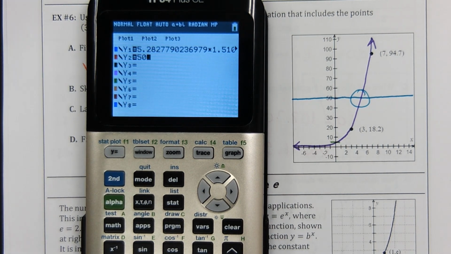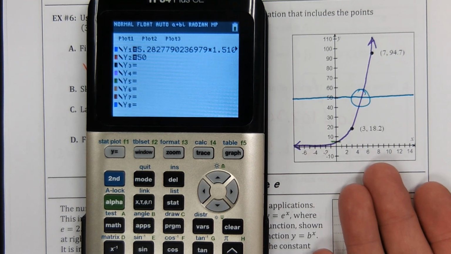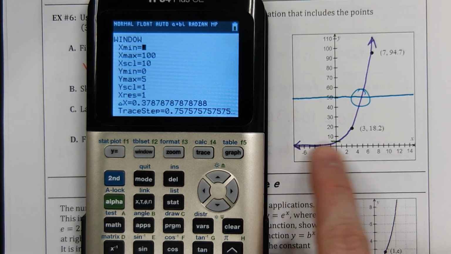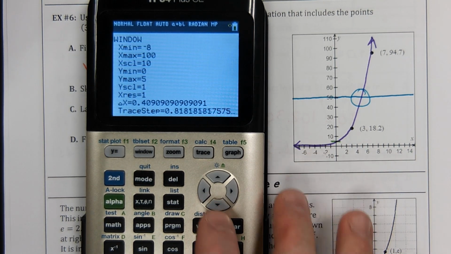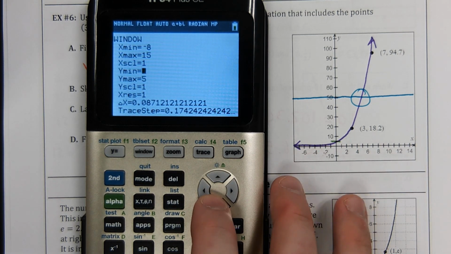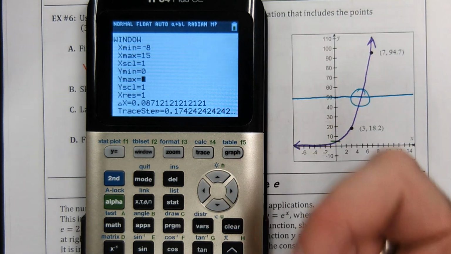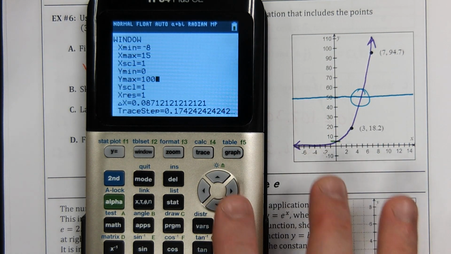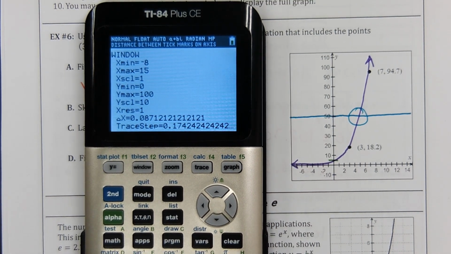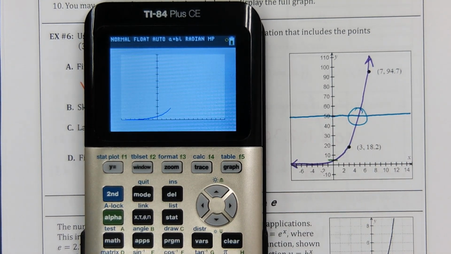Remember, we're going to need to adjust our window. We have an image right here. Let's just use it as our window. So my x's look like it goes from like negative 8 to positive 15. Whatever, and I'll just use 1s for the tick marks. But it's not going to get down to y equals 0, so I'll go from 0 up to 100, 110, whatever, it doesn't really matter. Just make sure you don't give it 100 tick marks. And then hit graph. And we'll have something similar to this on our screens.